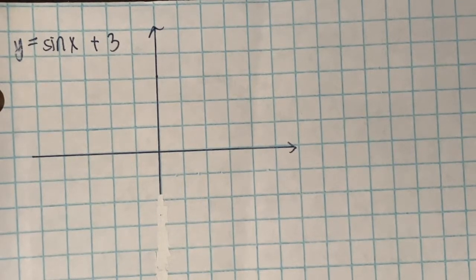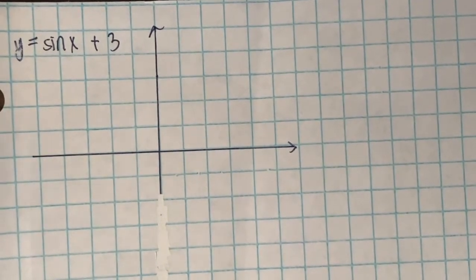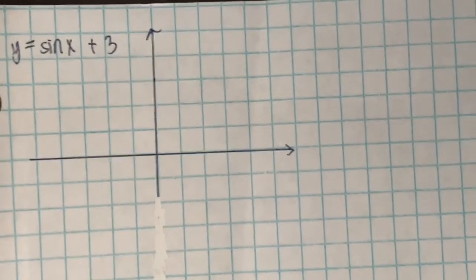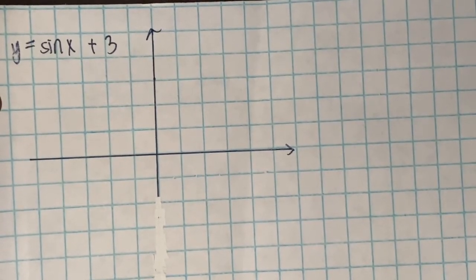Hello everyone, here is an extra lesson on graphing sine and cosine graphs with vertical translations, phase shifts, and reflections. We're going to start off with the vertical transformation because this is simply the easiest one for us to start off with. So here we are asked to graph y is equal to sine x plus 3.